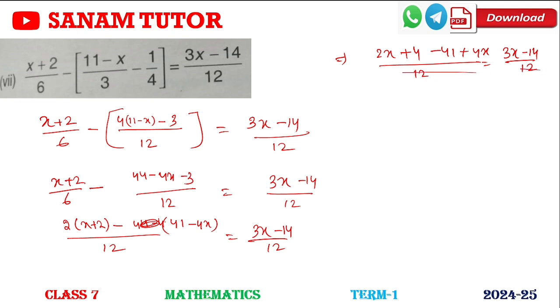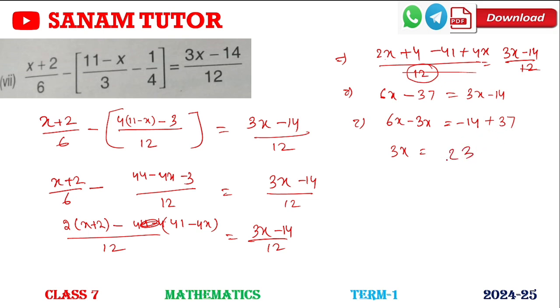So that implies 2x and 4x, 6x. So here is 4 minus 37 equal to 3x minus 14, because here it is divided by 12, when you go to the right side then into 12, so 12 cancel. Okay, that's why it cancels. So equal to 6x minus 3x equal to minus 14 plus 37. So 3x equal to 23, so x equal to 23 divided by 3. Any doubt?